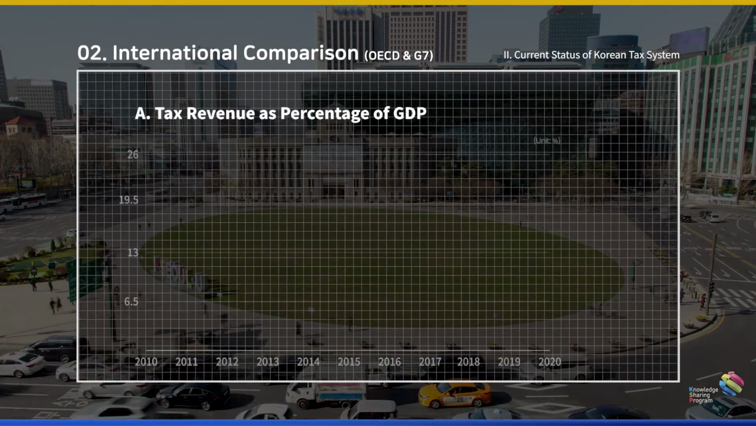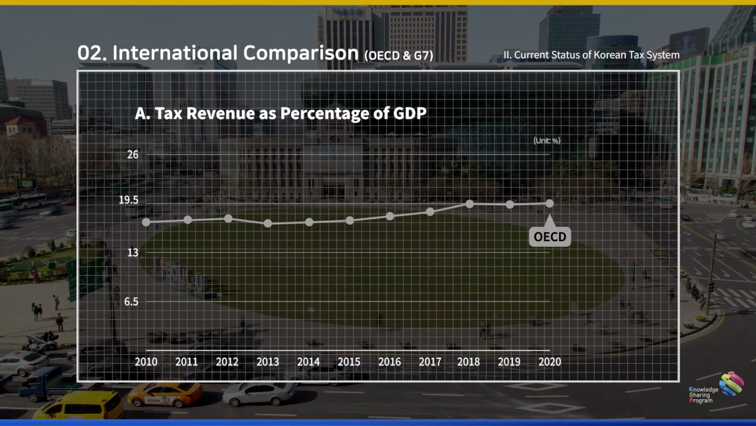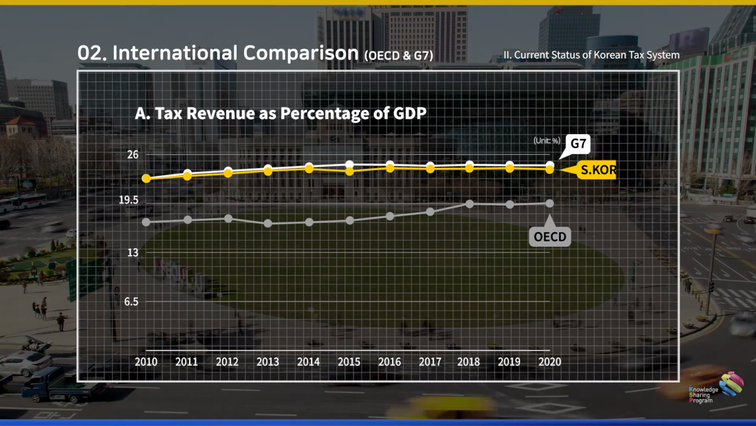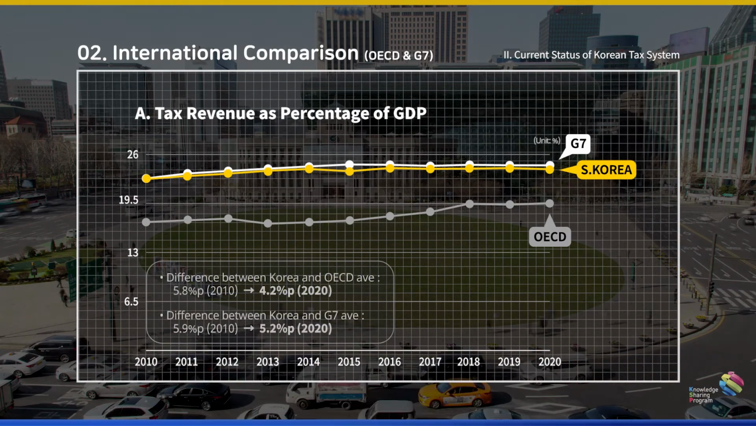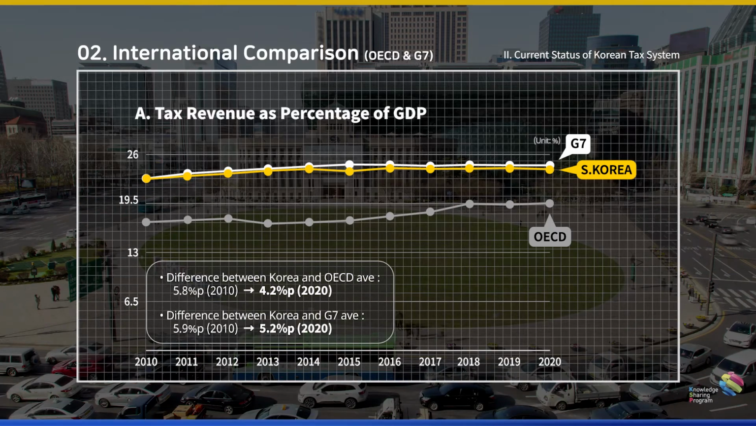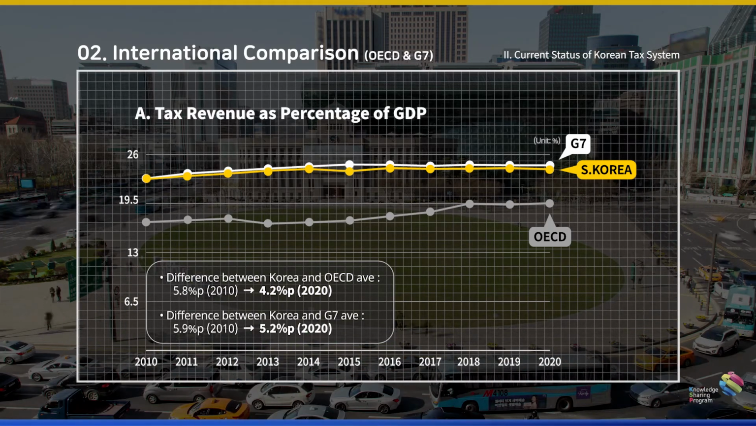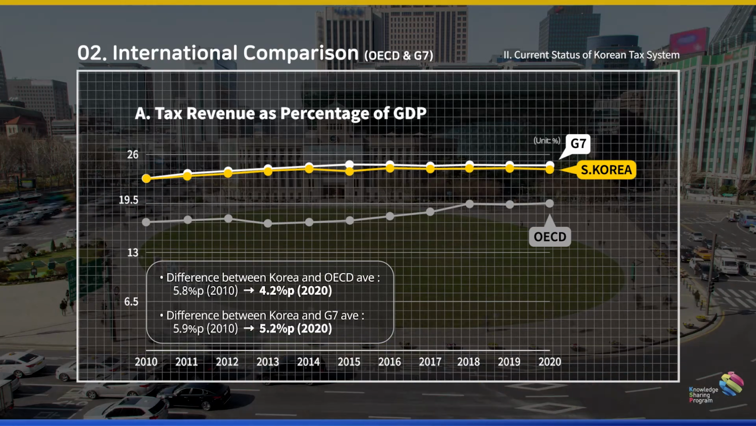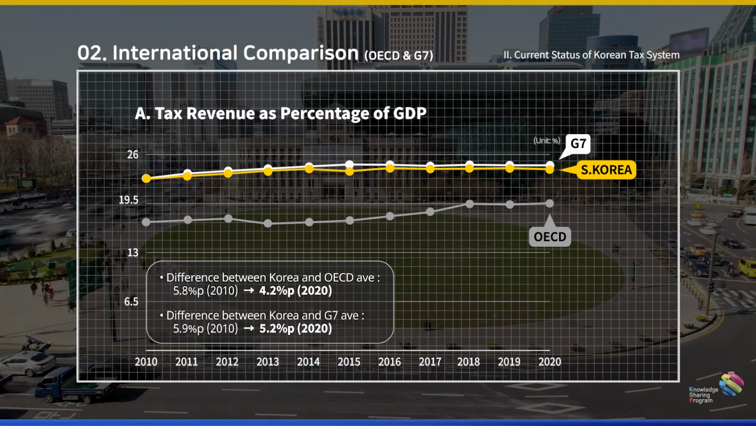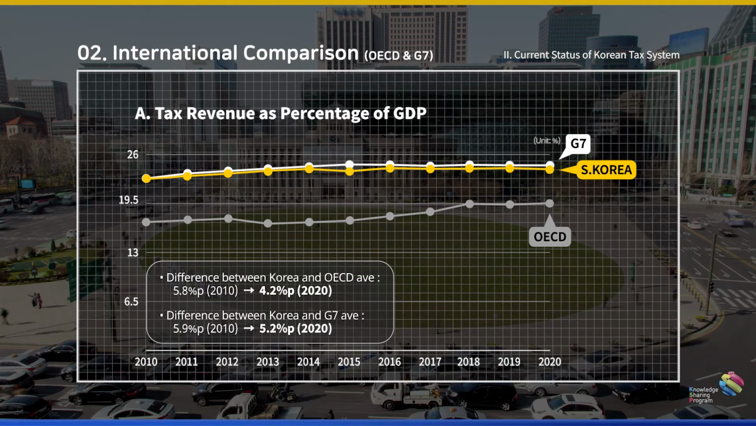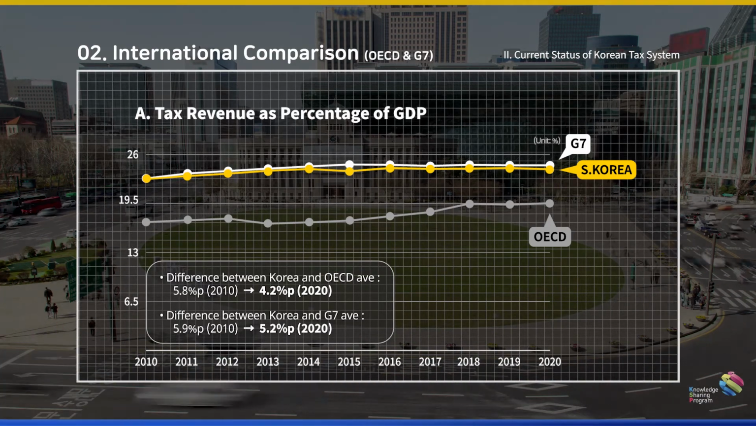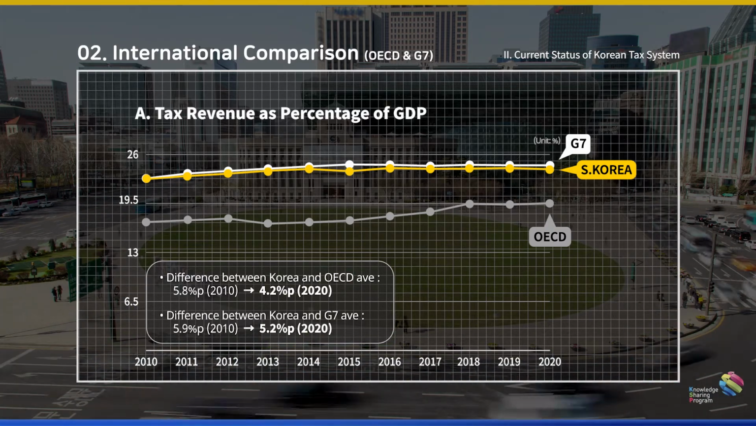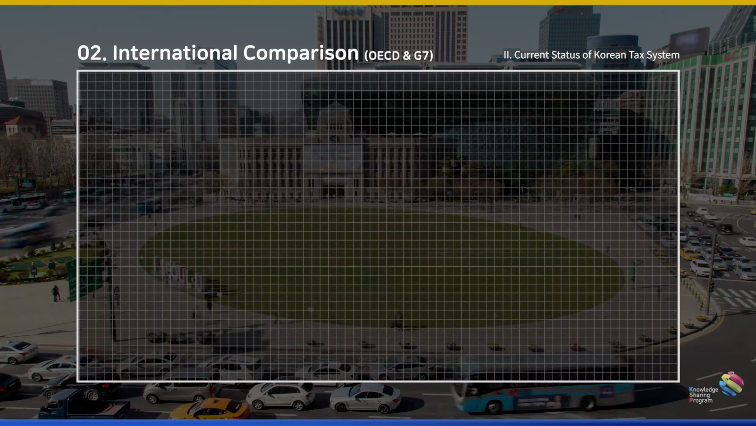Let's take a closer look at the position of Korea in comparison with the average of OECD and G7 countries. In terms of tax revenue as percentage of GDP, South Korea is closer to the G7 level, and notably, when compared to 2010, the difference with the OECD average has decreased from 5.8 percent points to 4.2 percent points. Also, the difference with the G7 average has decreased from 5.9 percent points to 5.2 percent points.